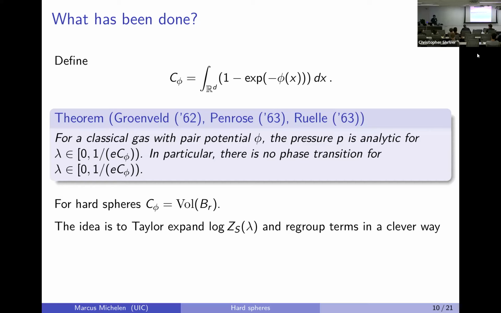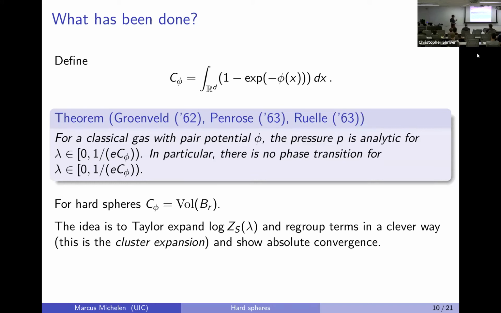The idea here is to Taylor expand log Z in a clever way and regroup terms. This is what's called the cluster expansion. And you show absolute convergence of this series. That'll end up proving analyticity of log Z. So that'll end up proving a uniform zero-free region for the Z's. And that'll end up giving me analyticity.